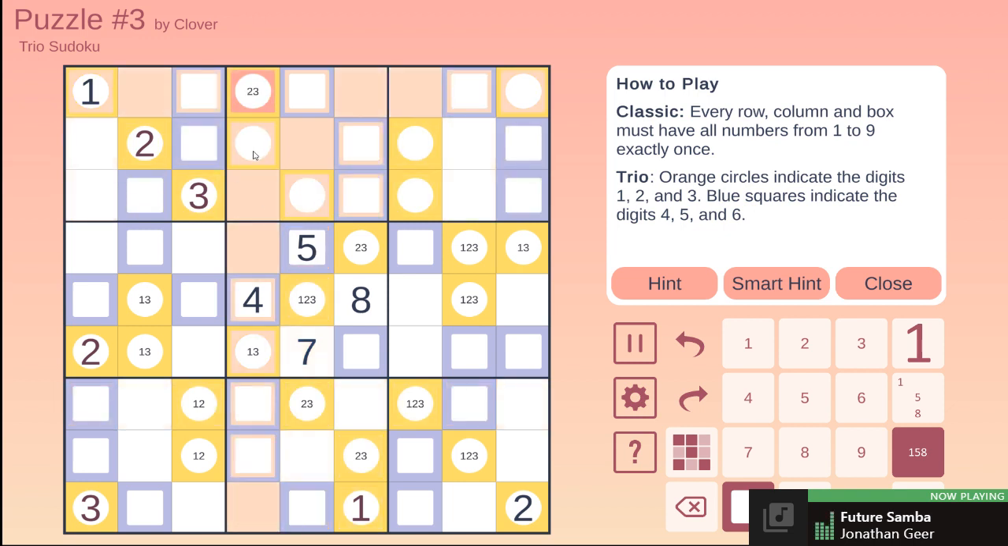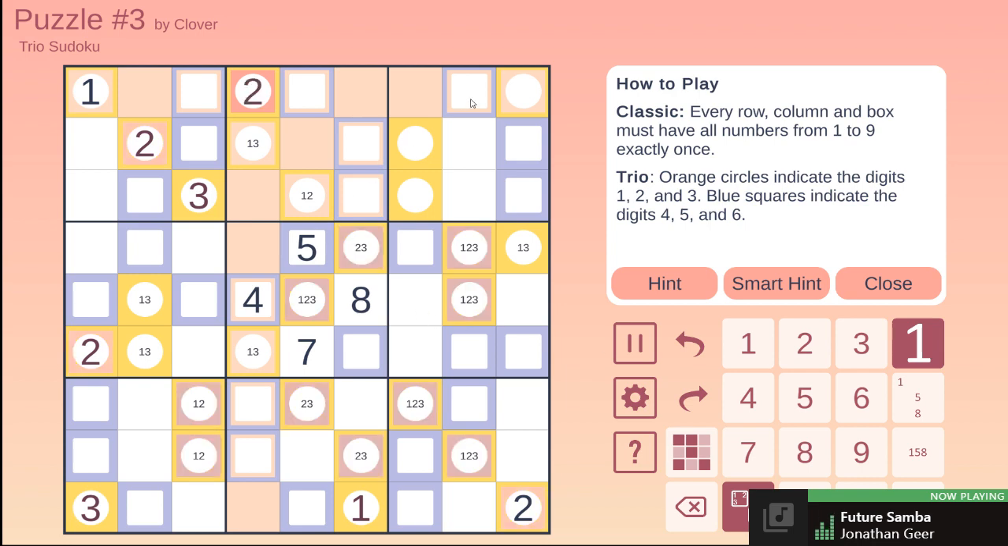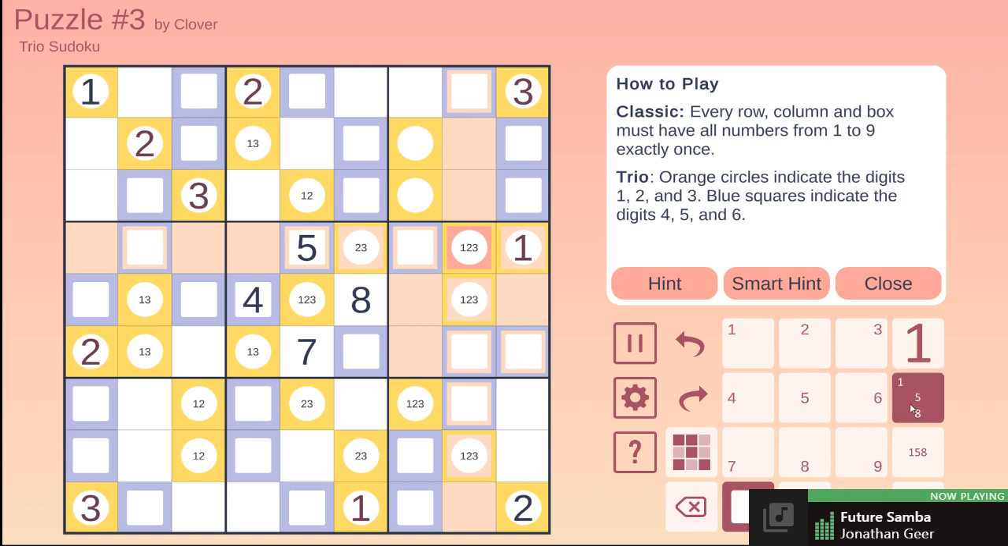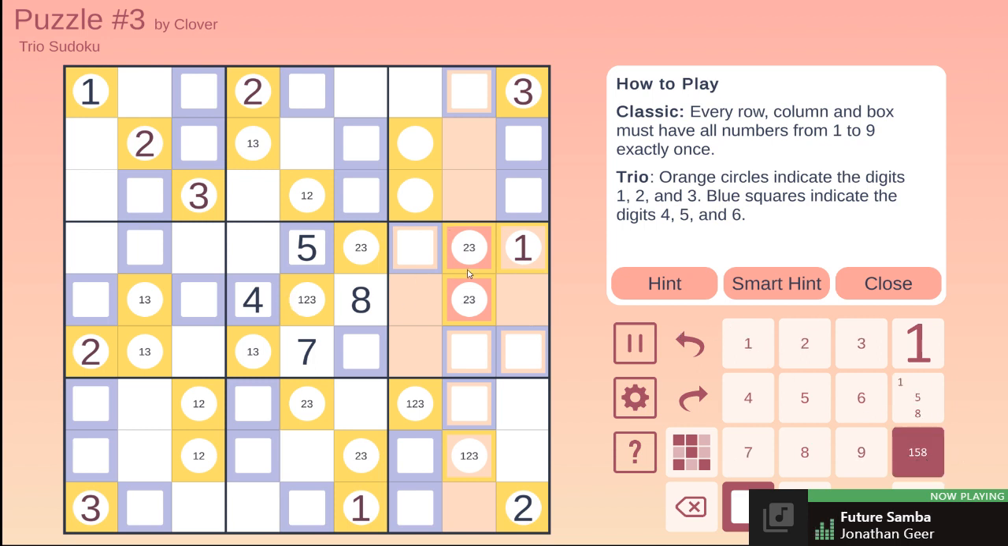This has to be 2 or 3. This has to be a 1 or a 3. This has to be a 2 or a 1. Good. So this is a 1-3 pair. So this has to be a 2. That means this has to be a 3. That means this has to be a 1. That means this can't be a 1. Neither can this. This is another 2-3 pair. Great.